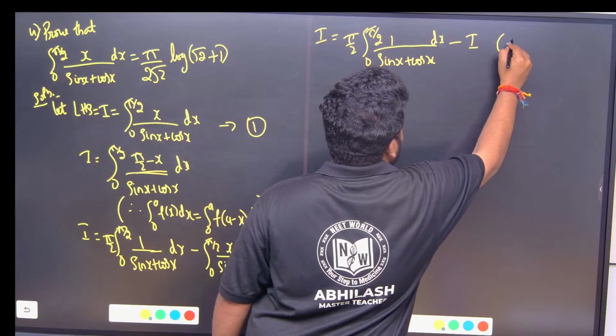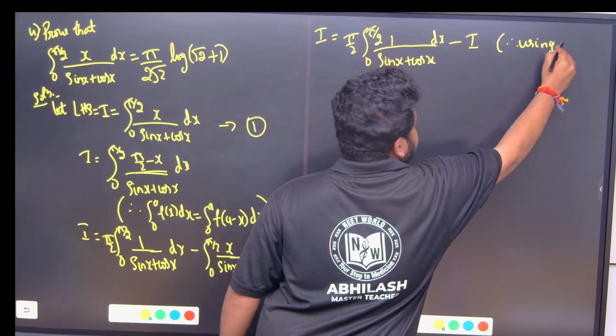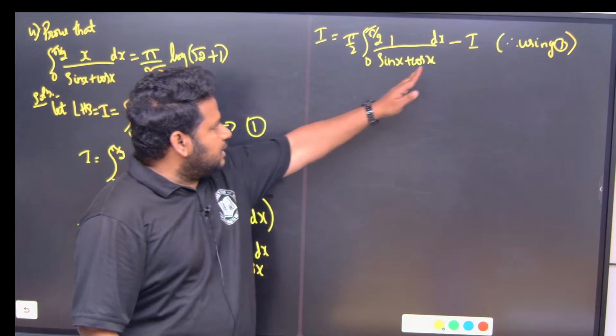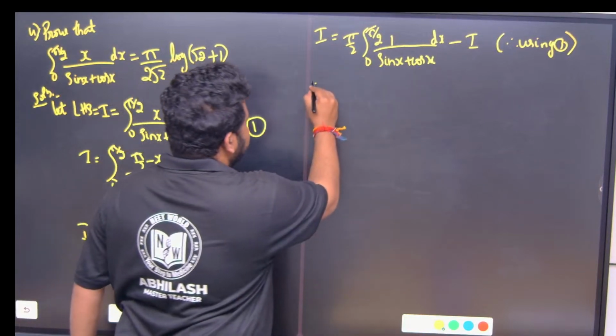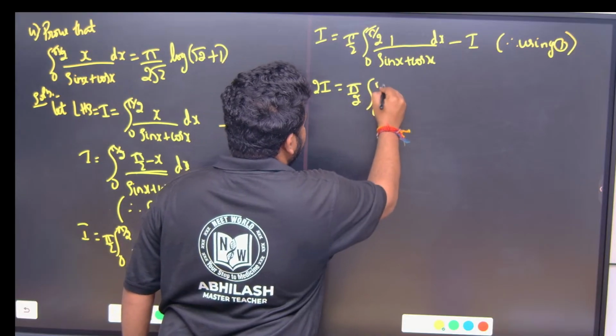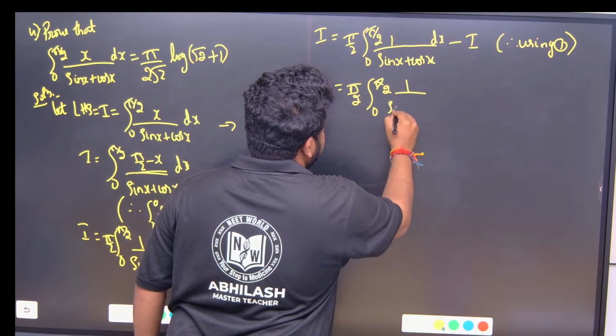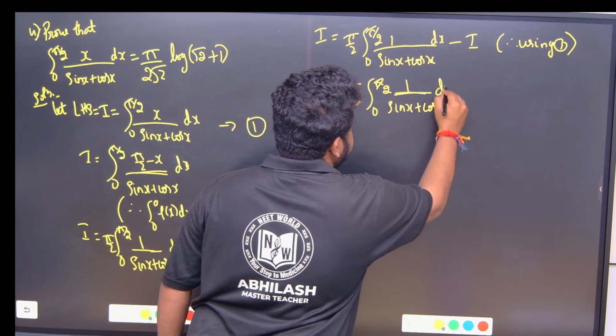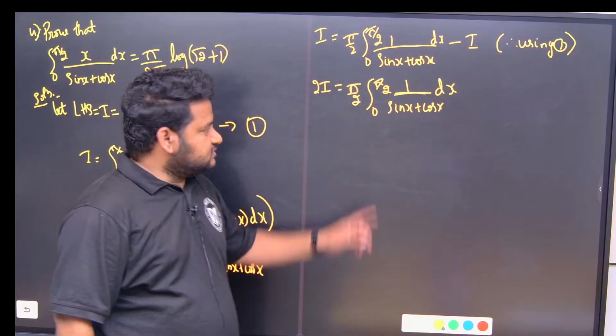Therefore using 1. You have to write the reason, friends. Now see here, if I bring I to this side, I will have 2I is equal to pi by 2 into the integral from 0 to pi by 2 of 1 by sin x plus cos x dx. This is what I will be having.